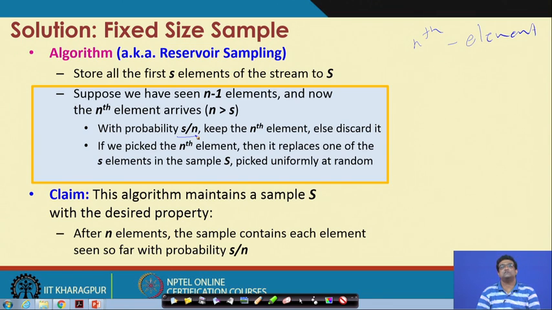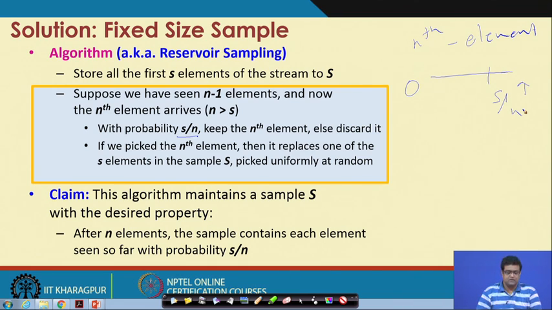So, you toss a coin, let us say a uniformly biased coin between 0 and 1, and if this is greater than s by n, you discard the element. If it is less than s by n, you keep the element.